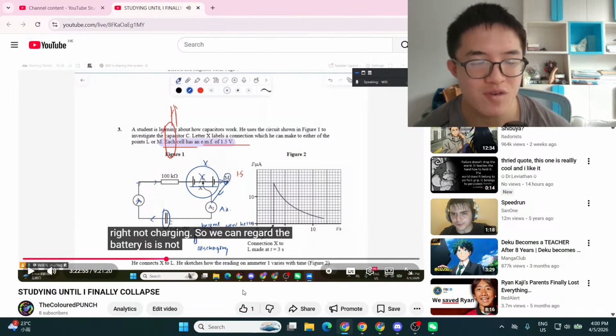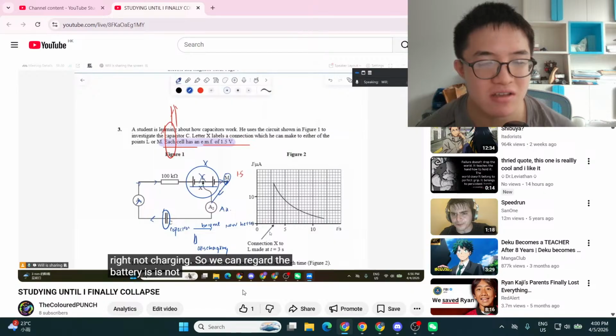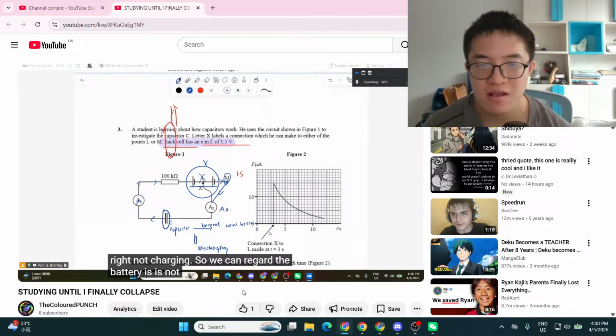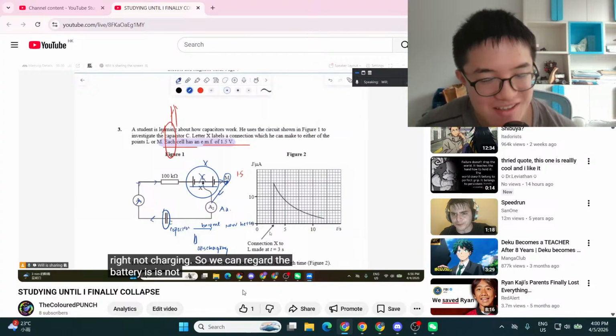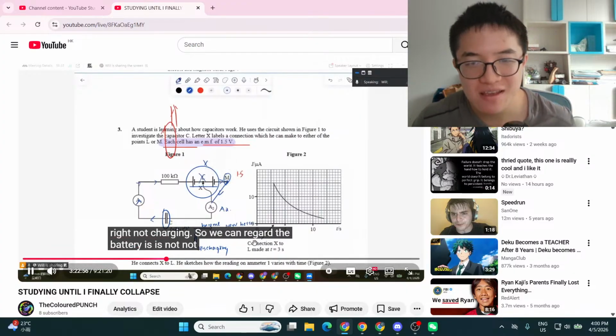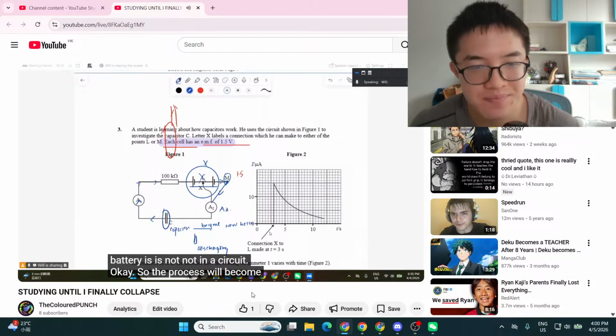What? Reach the maximum of charging. Now we're discharging, but the EMF doubled, so we should be charging even further. What is going on? Not in the circuit. Okay. So the process will become discharging, right?